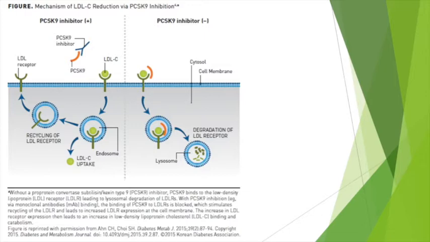PCSK9 inhibitors, like Praluent and Repatha, are monoclonal antibodies that bind to PCSK9 and prevent it from interacting with the LDL receptor. This allows continued recycling of the LDL receptor and thus continued removal of LDL from the circulation.